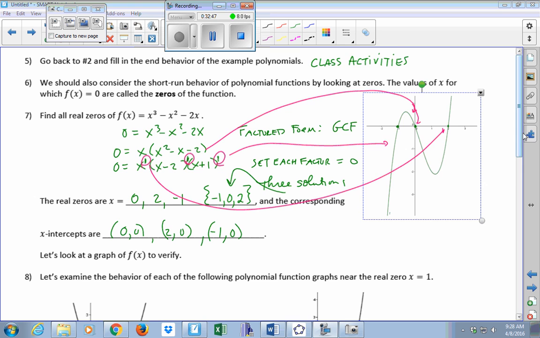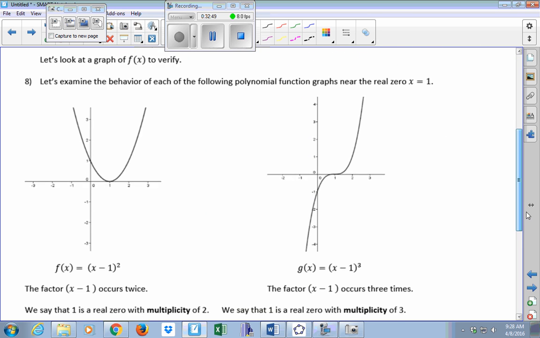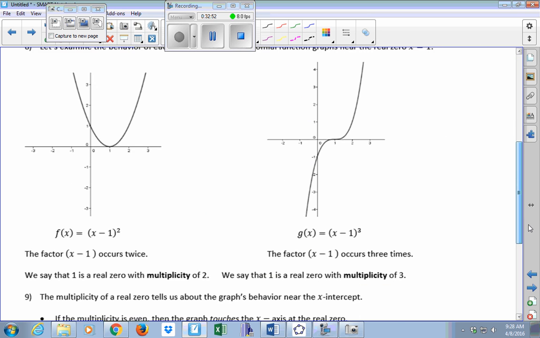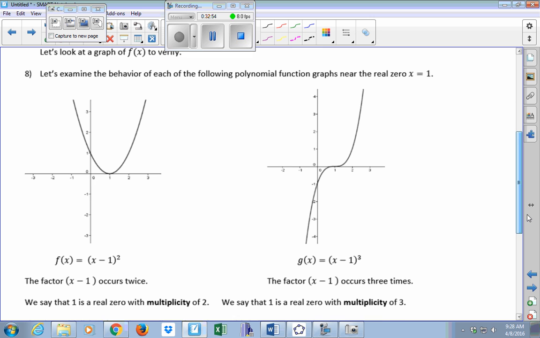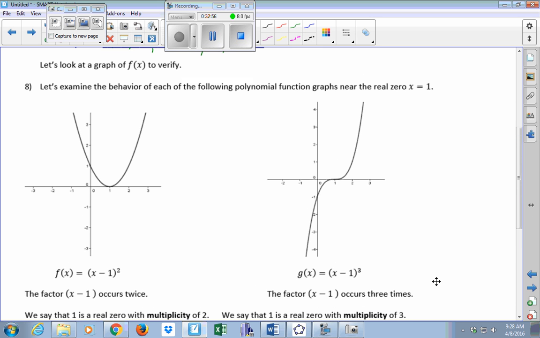All right. So the last idea, there's a lot of ideas in polynomial functions, and I apologize. It's a big idea. It's a lot of material. It is this idea of what happens at these zeros. So right here is a 0. The 0 of this function is 1. The 0 of this function is 1.